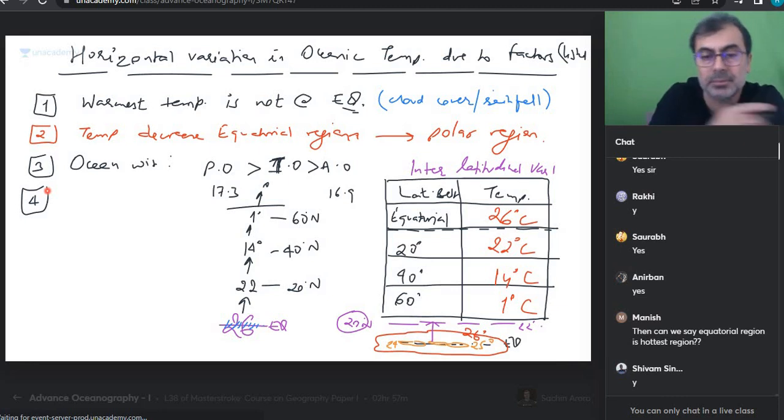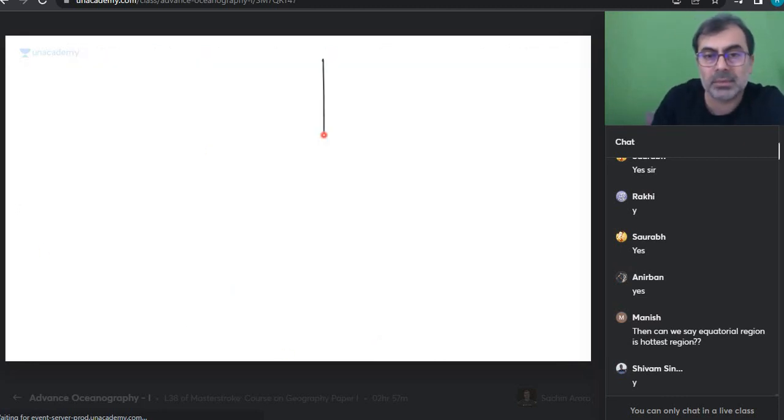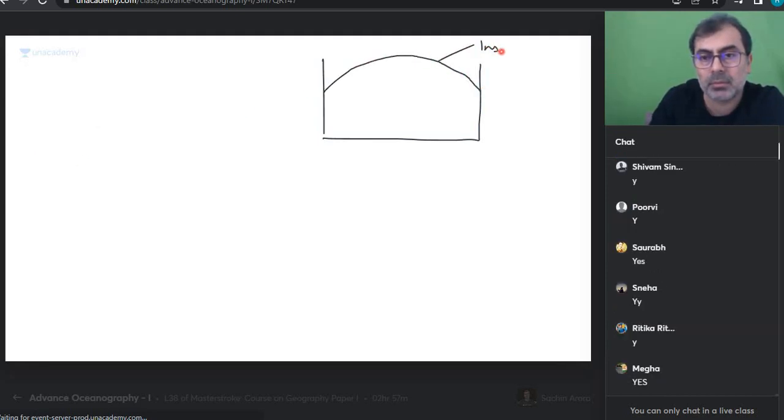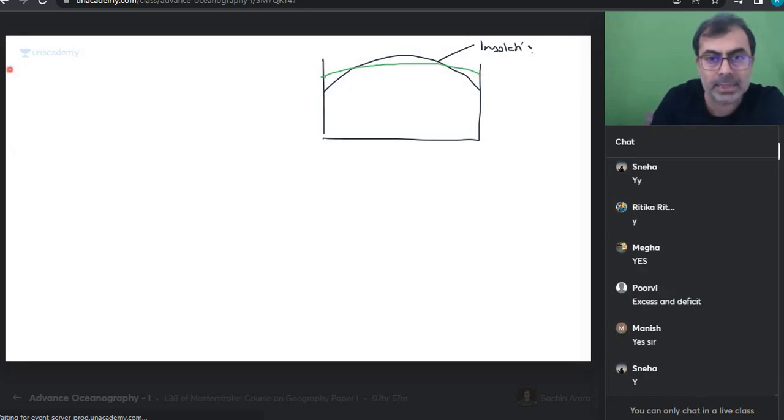When we were doing heat budget, NCERT में heat budget दिया, atmosphere का heat budget ऐसा दिया ना ग्राफ. Insolation curve. और फिर हमने बनाया था कौन सा? Terrestrial radiation curve. ऐसा बताया था. Heat excess and heat deficit बताया था.